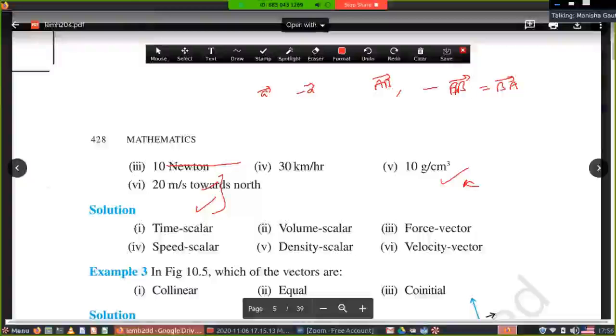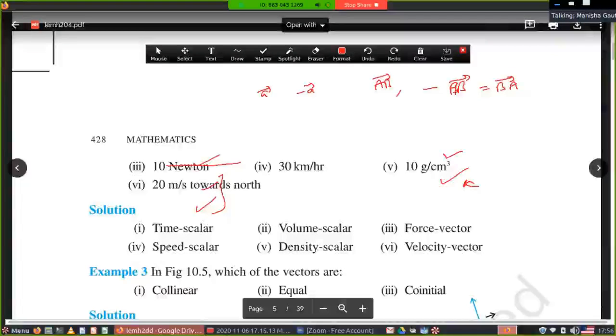Now newtons. This is a unit of force. Direction matters in the case of force, which means it is a vector quantity. And 30 kilometer per hour, that is speed, and speed is a scalar quantity. Here 10 gram per centimeter cube is the density. Density is also a scalar quantity.